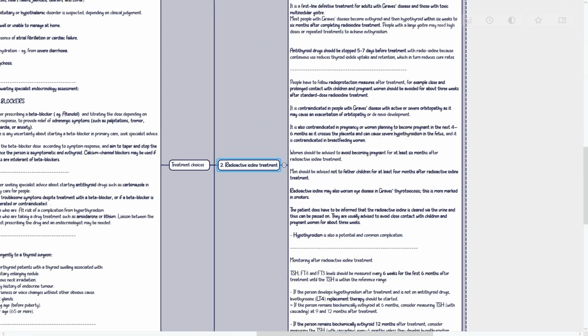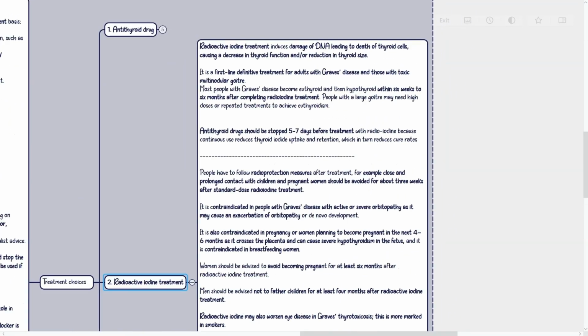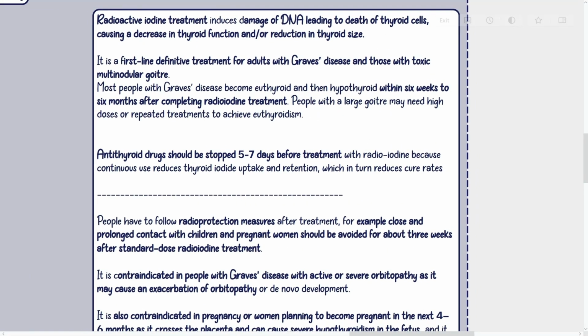Two, radioactive iodine treatment. Radioactive iodine treatment induces damage of DNA leading to death of thyroid cells, causing a decrease in thyroid function and/or reduction in thyroid size. It is a first-line definitive treatment for adults with Graves' disease and those with toxic multinodular goiter.